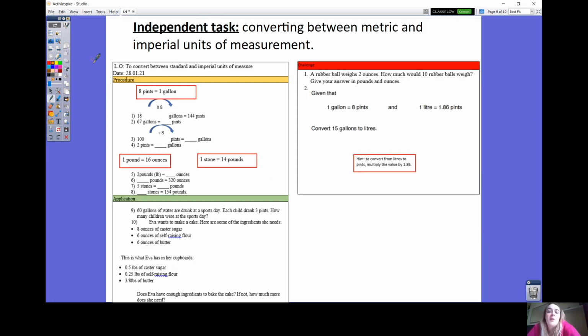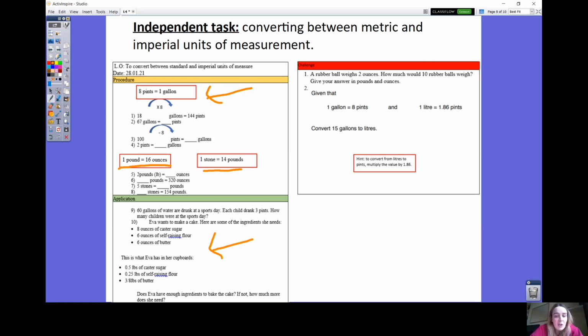For your independent task, you've got to convert between metric and imperial units of measurement. For the procedure, I've given you the conversion here. So I've said that 8 pints in 1 gallon, so please refer to this in your work. For down here as well, I've given you the measurement that 1 stone is equal to 14 pounds, 1 pound is equal to 16 ounces. This is all the information you need for the procedure. Please make sure you're reading which way around you're going before you convert it. Application gives you some word problems of this.